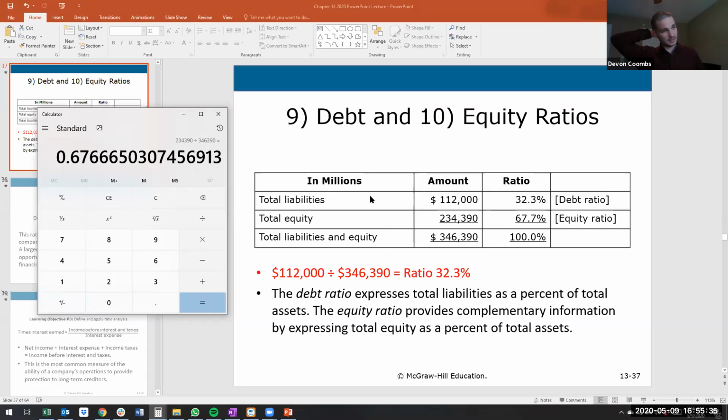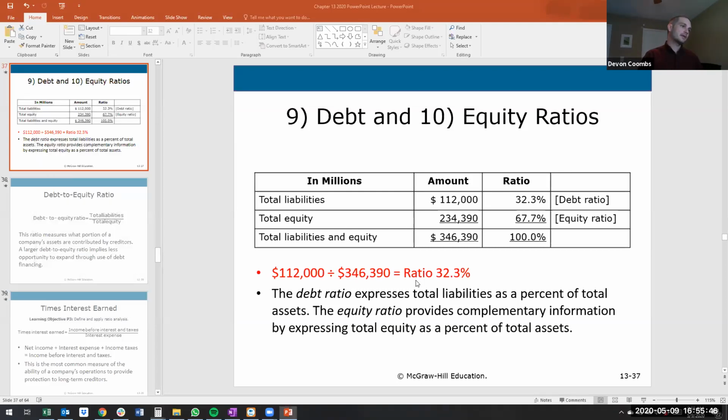And this tells us how solvent we are as a company. If the creditors have more than the investors, then the creditors might be able to declare bankruptcy, say, we need your business, right? So that's a risk there.